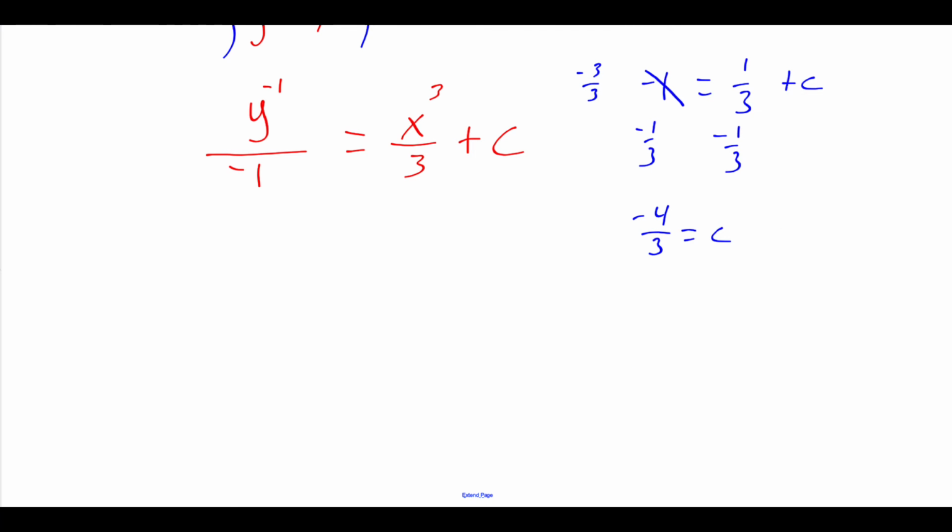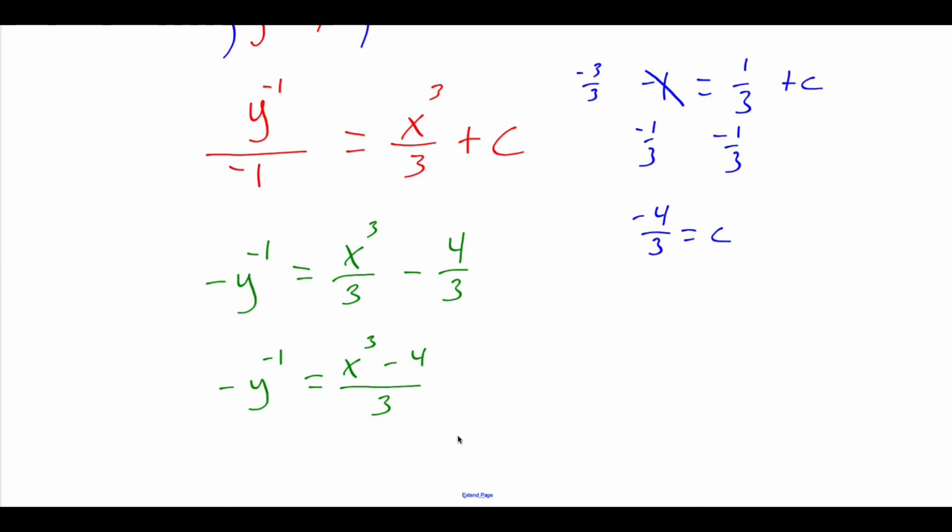So now we can take that C value and plug it into our equation right here. Now I'm going to clean up the left-hand side just a little bit. Having y to the negative first power divided by negative 1, that's really going to be negative y to the negative first power. Then we've got the x cubed over 3, and then we just solved for our C value, so that's negative 4/3. Now we are going to solve this to get y all by itself, but first on the right-hand side, I notice that those fractions have common denominators, so I'm going to go ahead and put them together right away. So this is going to be x cubed minus 4 all over 3, and that's still equal to our negative y to the negative first power.